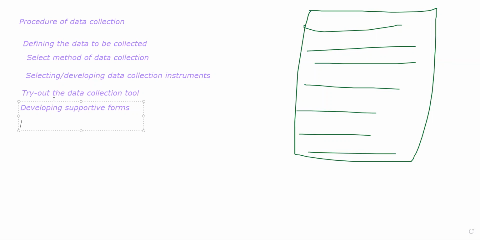Administrative permission letters में essentially क्या है, you are going to the hospital administration, or if you are performing it in a government center, you are going to the local authorities and you're taking permission from them, so on and so forth. Then training data collectors, very important. If you are employing multiple people in collection of data, you have to make sure all of them understand what type of research you are doing.